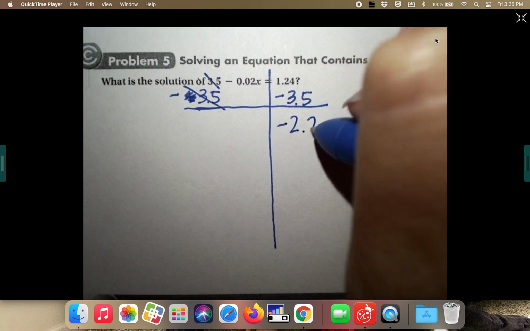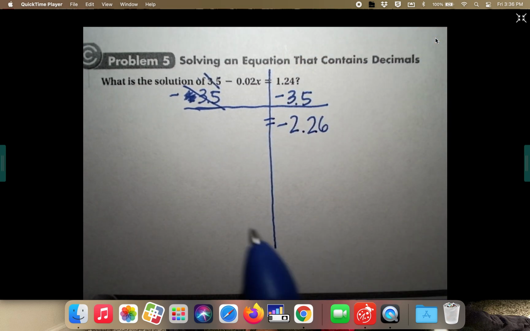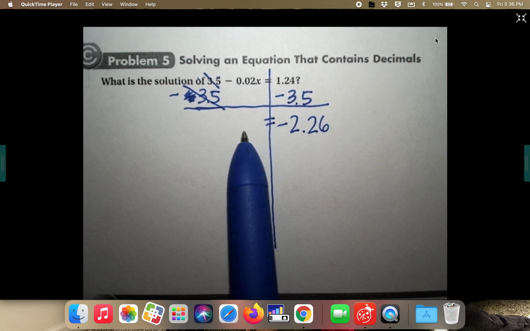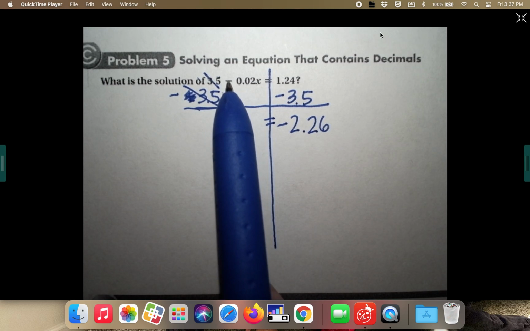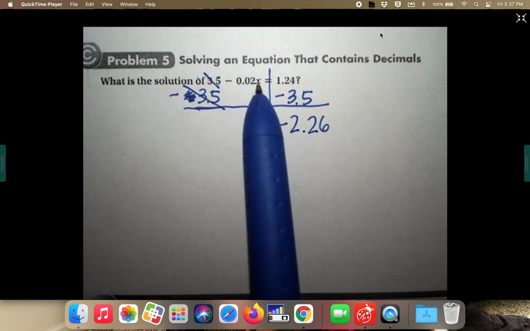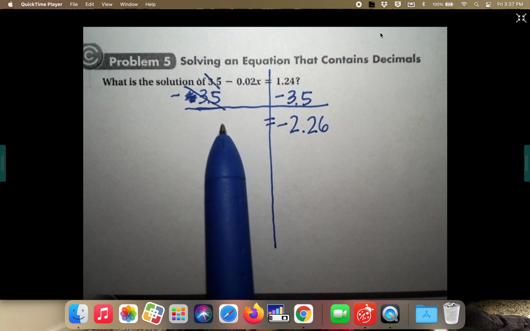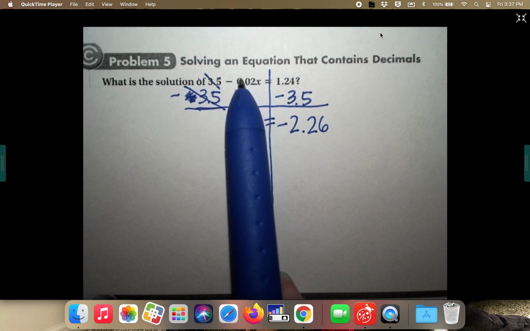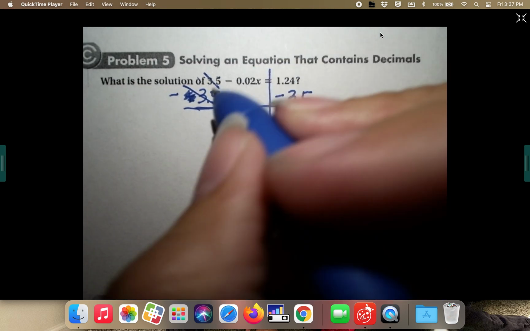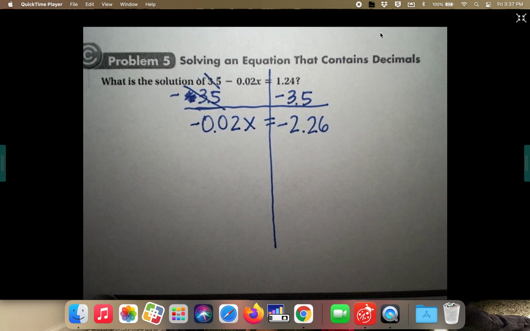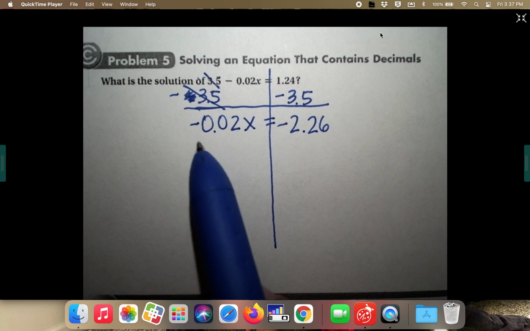Negative 2.26. Okay, let's be really careful about what we bring down from over here. If you brought down 0.02x, you're wrong. You should have brought down this minus, which technically is a negative, with it. If there is a minus or a negative in front of it, it has to be a part of this term. So this should be negative 0.02x.